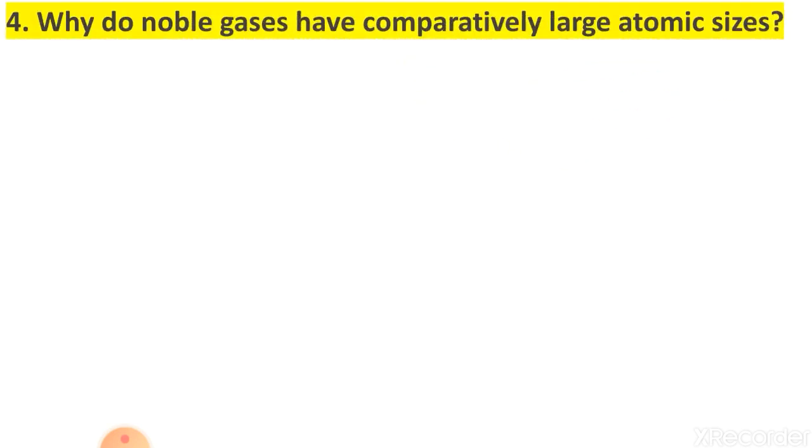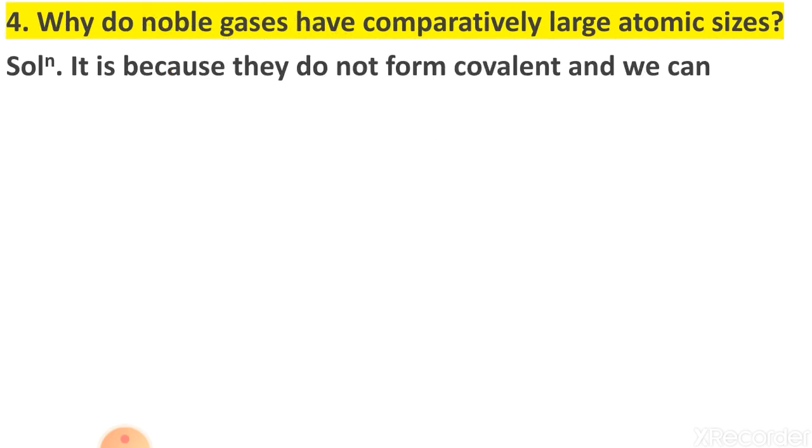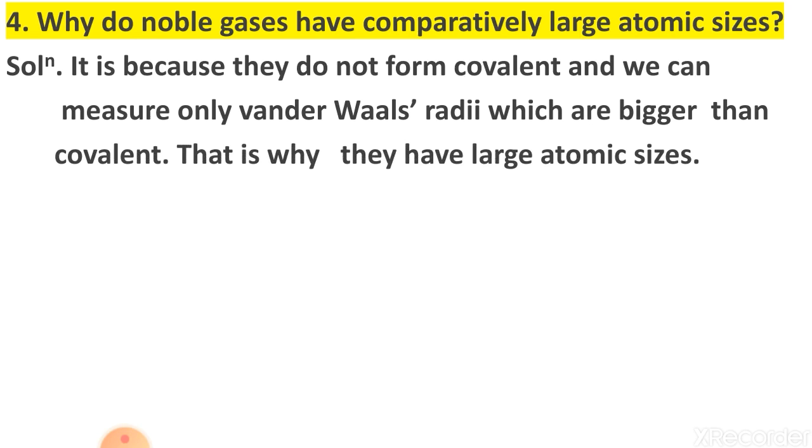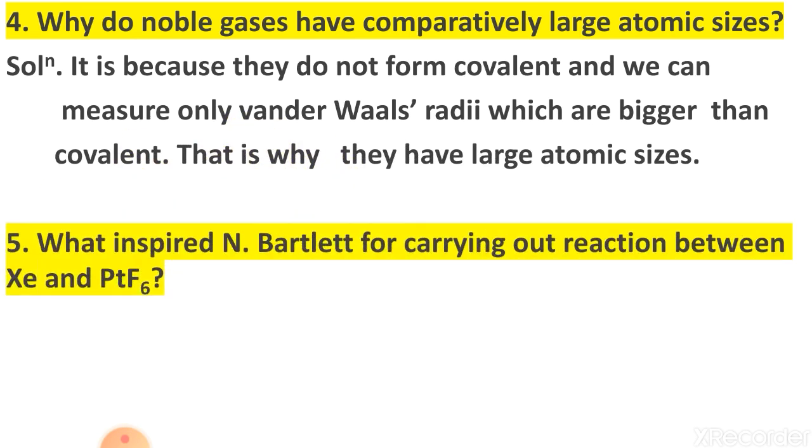Now next, why do noble gases have comparatively large atomic size? Again I told you that here you take the van der Waals radii, so that's why noble gases have larger size than halogens in their respective periods. That is because they do not form covalent bonds, and we can measure only van der Waals radii, which are bigger than covalent radii. That's why they have large atomic sizes in their respective periods.